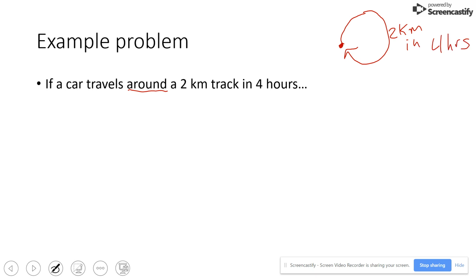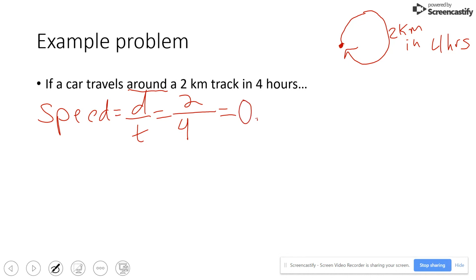The first thing we need to do is look at speed. If you remember, speed equals distance over time. And you do need to write the formulas out every single time. Our distance traveled is 2 kilometers, so we have 2 over our time, which is 4 hours. When you take 2 divided by 4, you get a half, which is 0.5.